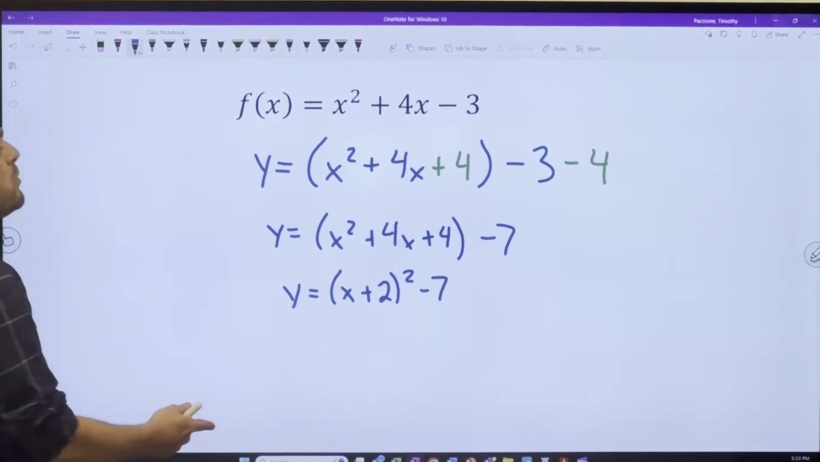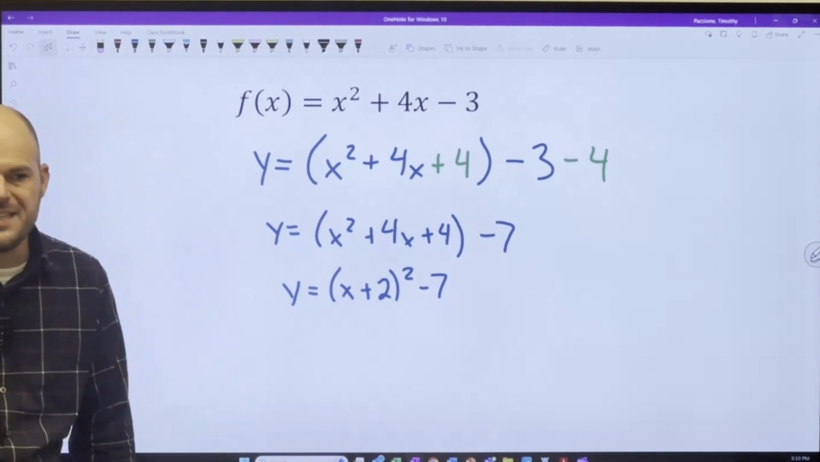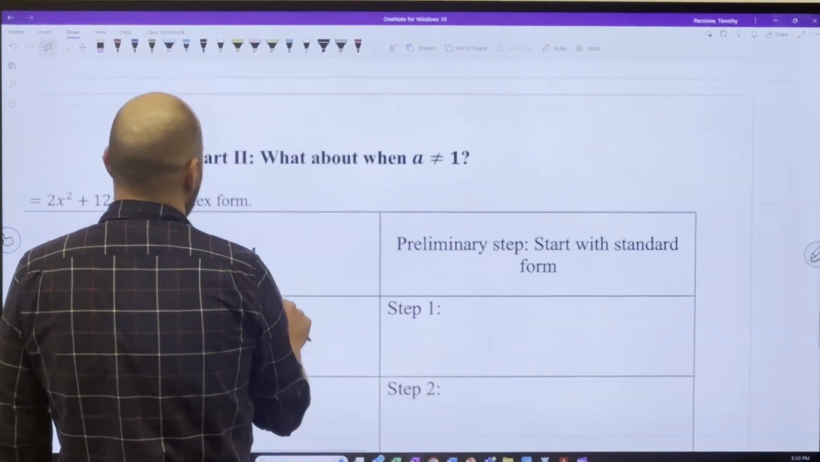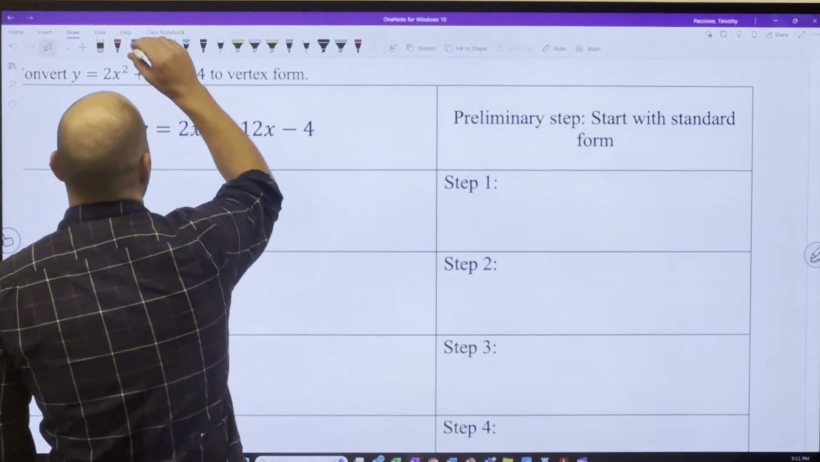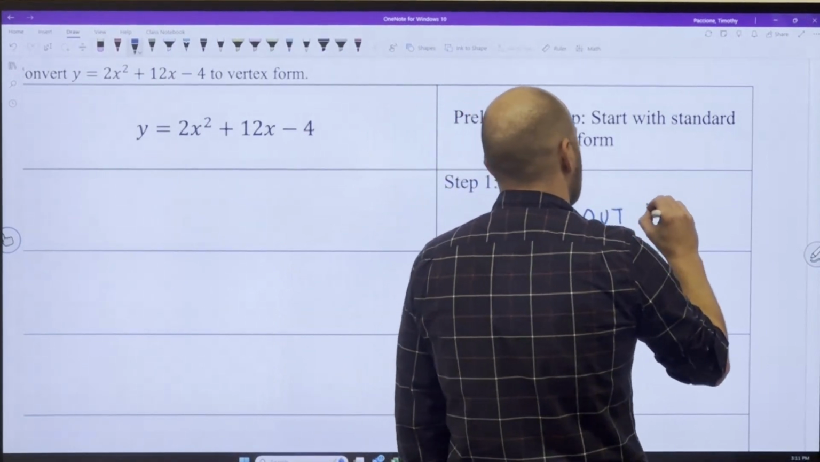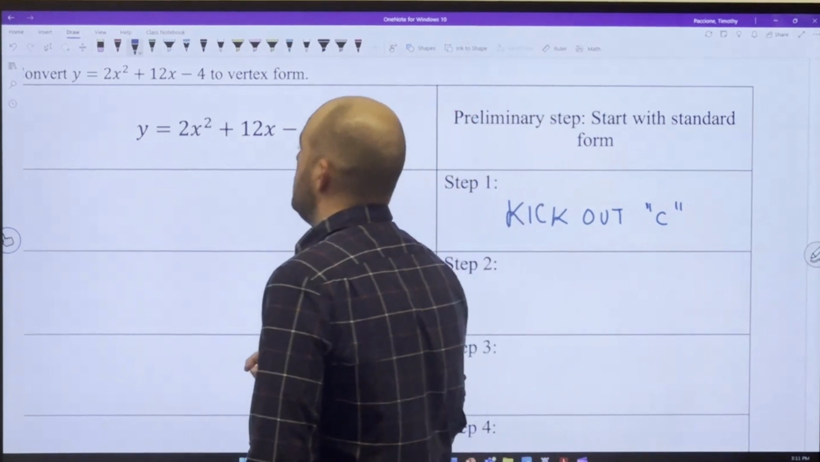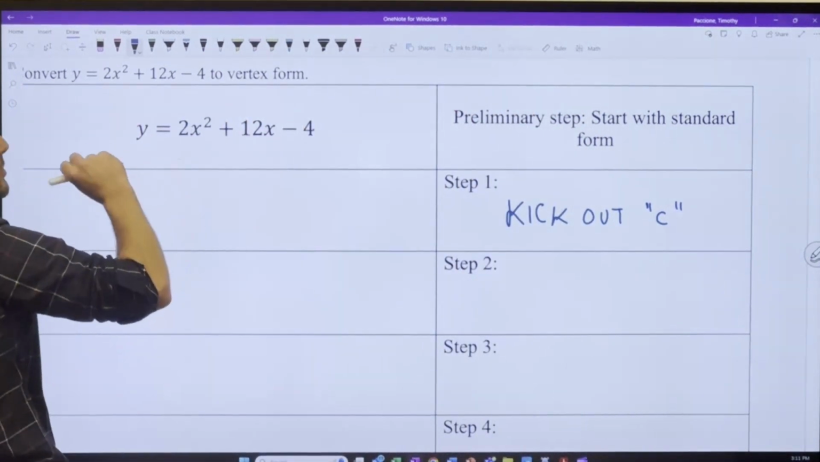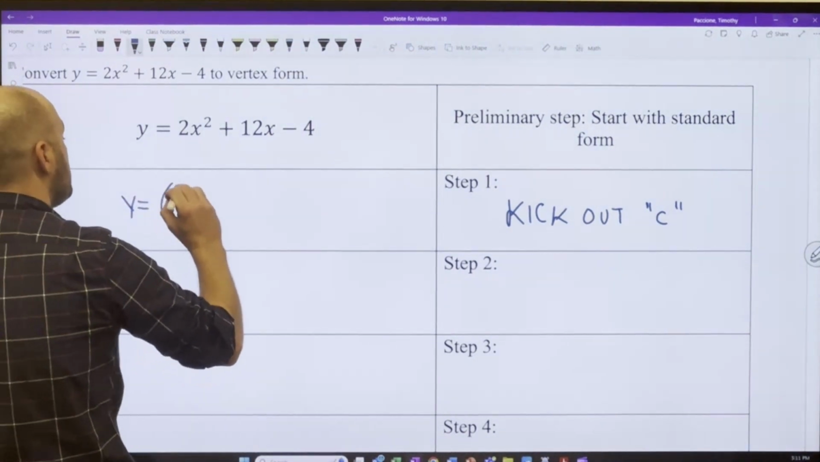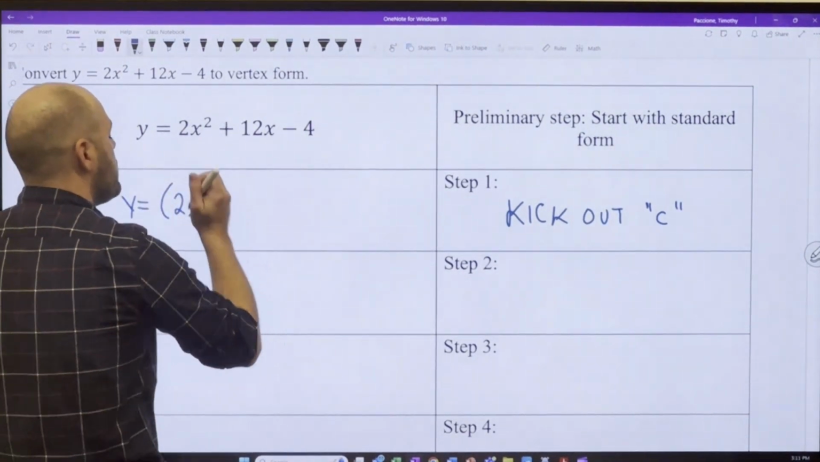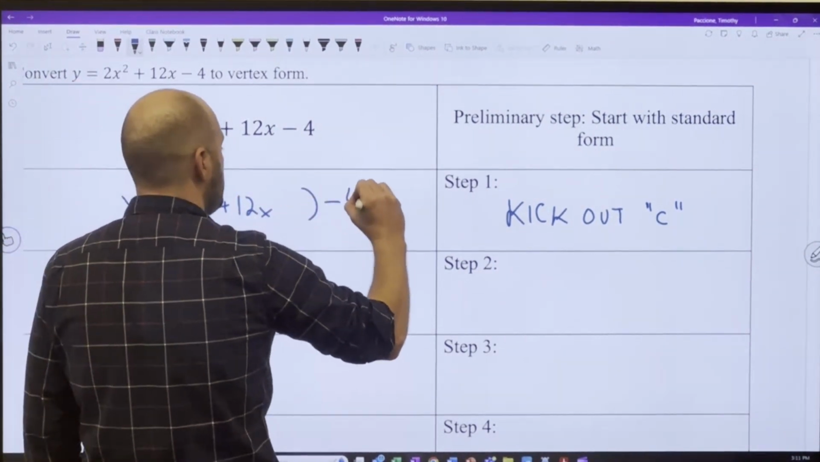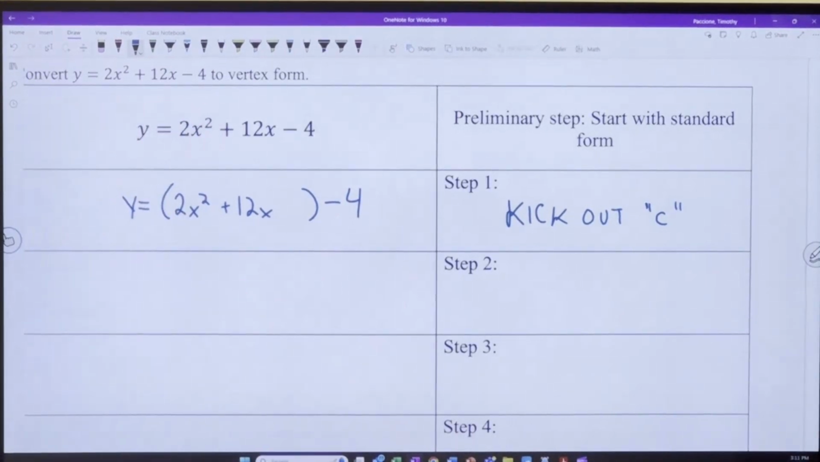Right? Okay. Now, what if a isn't 1? It's just a little more complicated. Okay? There's like one extra step. Okay. So our first step is the same. Kick out your c. So no matter what, you're always kicking out your c first, right? In this case, I have y equals 2x squared plus 12x minus 4. So I would write y equals, parentheses, 2x squared plus 12x, leave a space, minus 4. Okay? That's my first step.